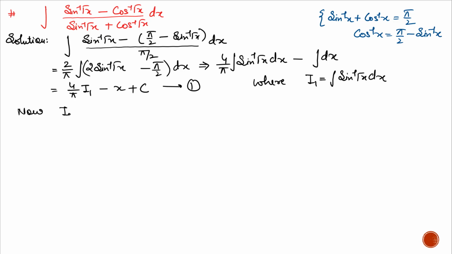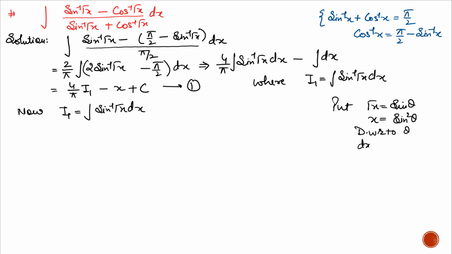I1 is sin inverse root x, which is a question of inverse. Now we put root x equals sin theta. So x equals sin square theta. Differentiate with respect to theta on both sides and we will get dx upon d theta equals 2 sin theta cos theta, which is the formula of sin 2 theta. So dx equals sin 2 theta d theta. Sin inverse root x is replaced by theta and dx is replaced by sin 2 theta d theta.